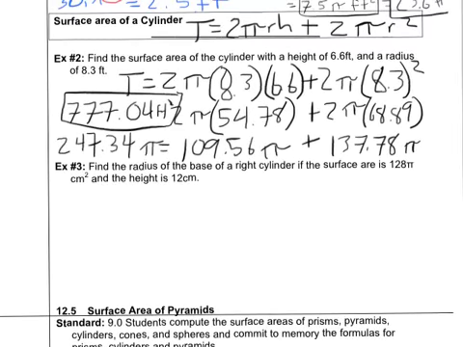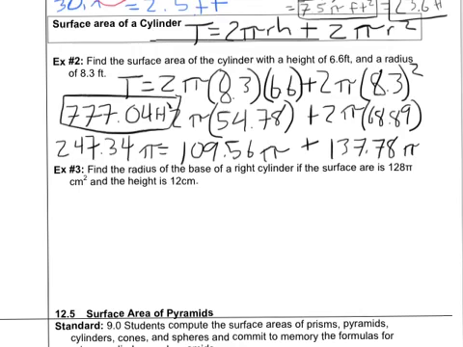This one, example number 3, this is a really fun one. This one they say, find the radius to the base of a right cylinder if the surface area is 128. So we're asking for area there. Is 128 pi centimeters squared, and the height is 12. So they're going to give us the surface area, and they're going to give us the height, and we're going to have to solve for the radius. Well, right away, hopefully you see this is an r, and this is an r squared, and we're going to have to solve for an r squared, which means this is a quadratic equation. So let's set it up.